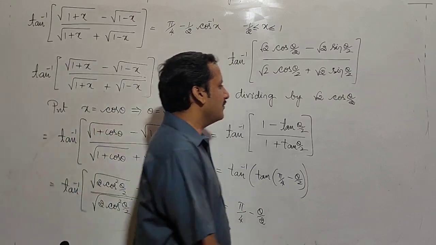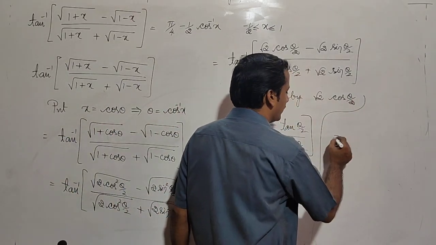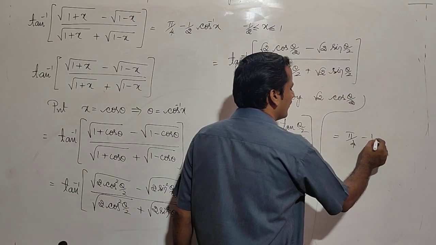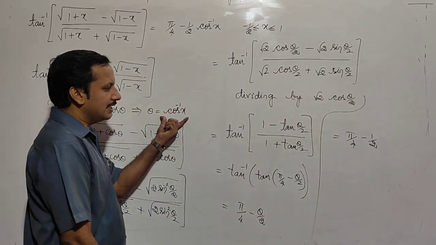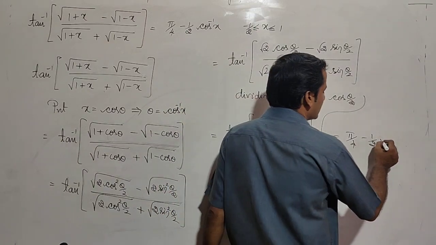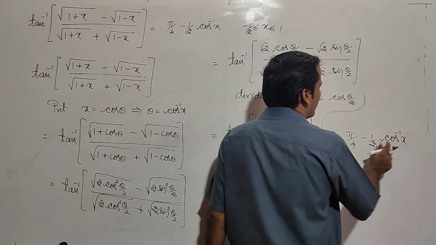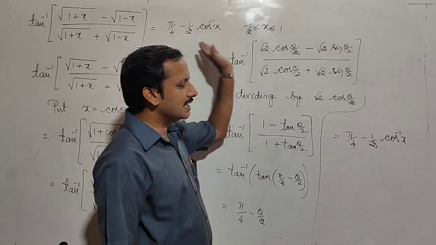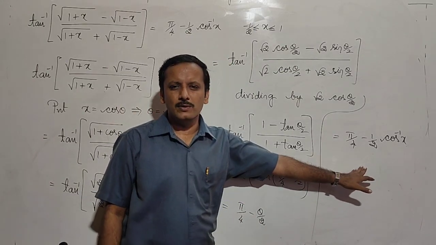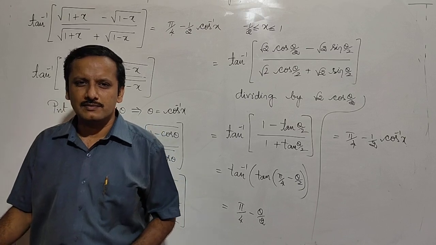So we have pi by 4 minus theta by 2, that's equal to pi by 4 minus 1 by 2 into theta. What is theta? Theta is nothing but cos inverse x. So we got pi by 4 minus half cos inverse x. That's exactly what we want: pi by 4 minus 1 by 2 cos inverse x.